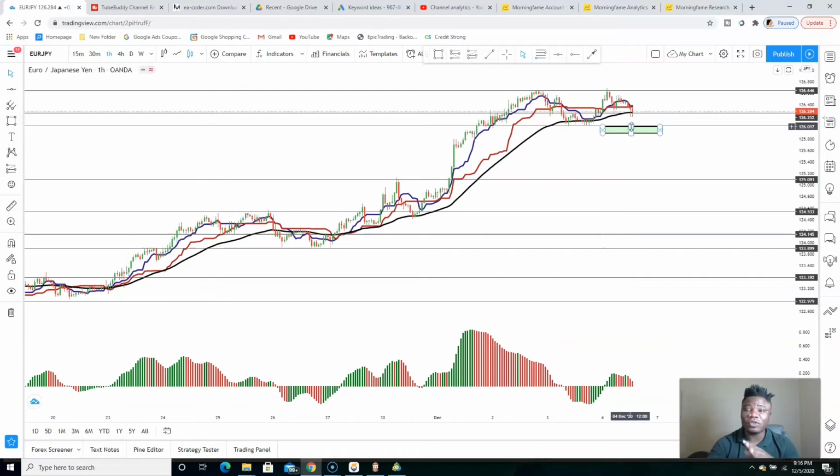You have to wait until price is actually below the 50 EMA for this. If we're looking to sell this right here once the market opens on Sunday.